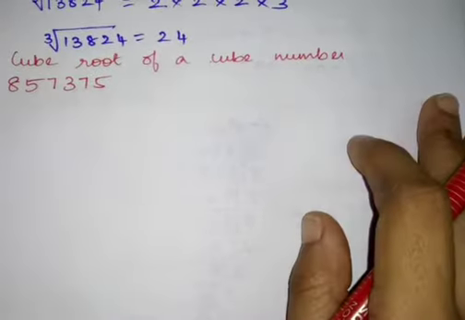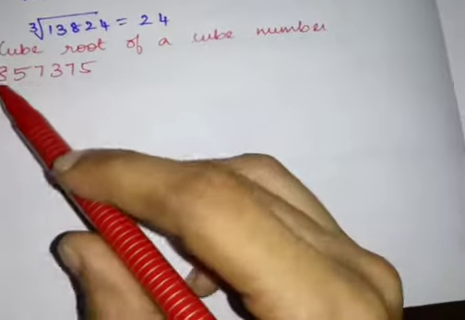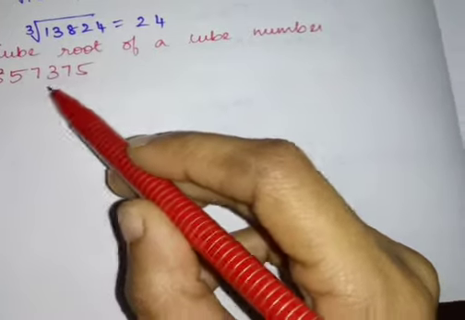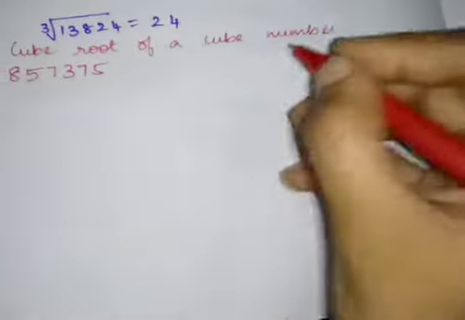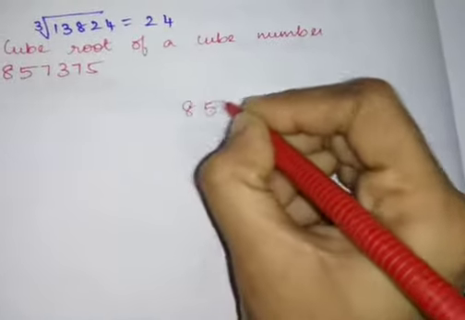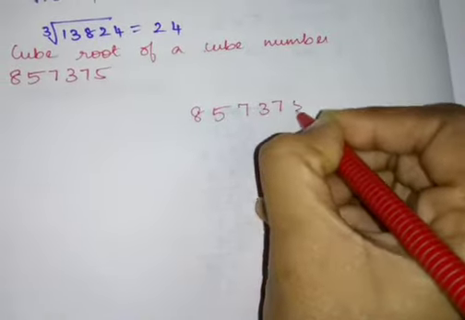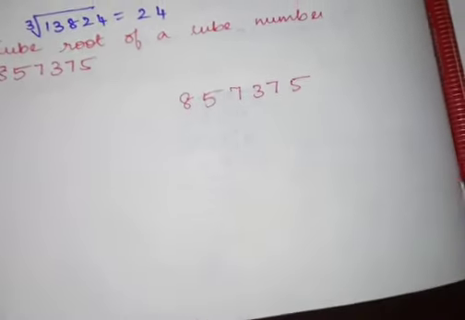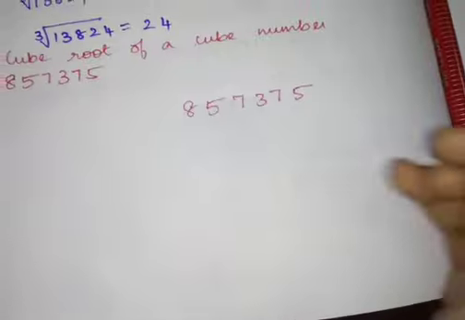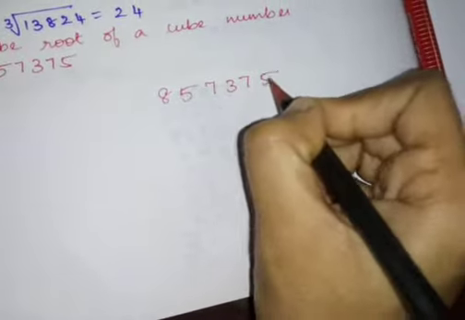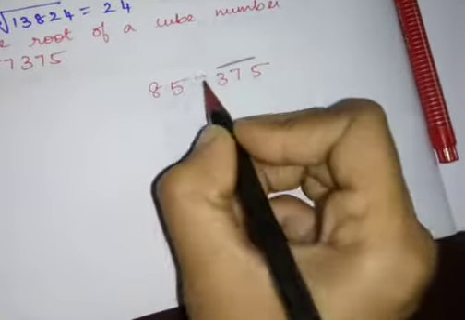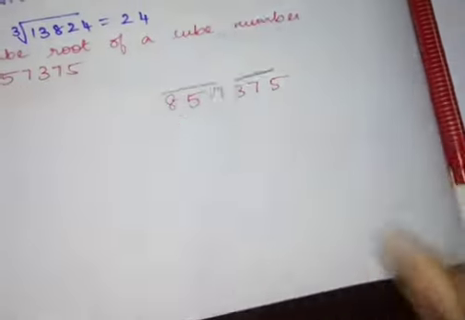So what is the question? 857375. This is your question. So I'm going to write this number. Okay, I'm just going to separate it into groups. How will you separate it? You will separate from the rightmost corner. From here, 1 2 3, 1 2 3. You will separate it into 3 groups.